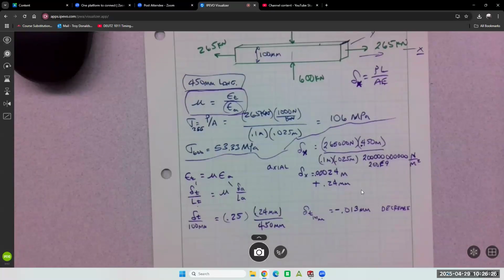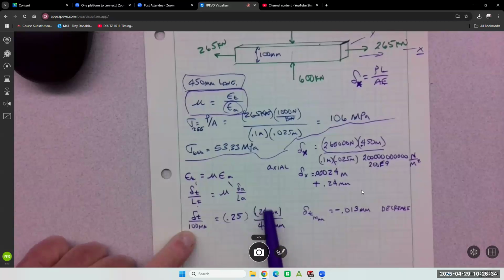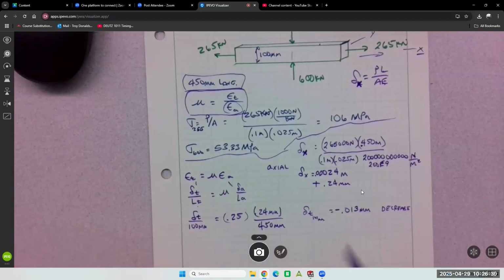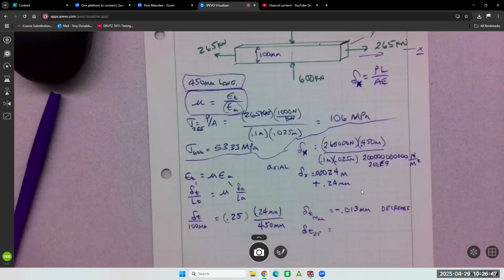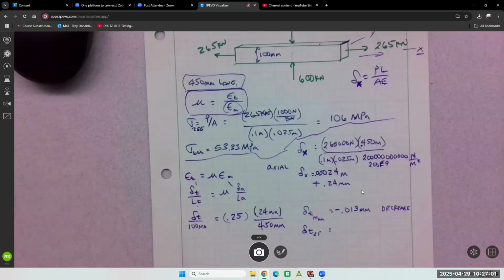So to get how much the 25 changed, we just put in the 25, because the axial strain doesn't change. These numbers don't change. Poisson's ratio doesn't change. We just need the 25 in here. So that'll give us the change in the transverse of the 25. I get 0.0033.